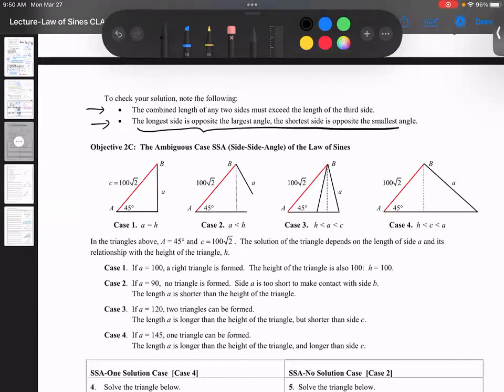The longest side is opposite to the largest angle. So for example, if I have a triangle like that, and I call this A, B, C, then little a will be the longest. It'll be the longest length because it has the biggest angle. It just makes sense. You just open up more, you have a longer distance.